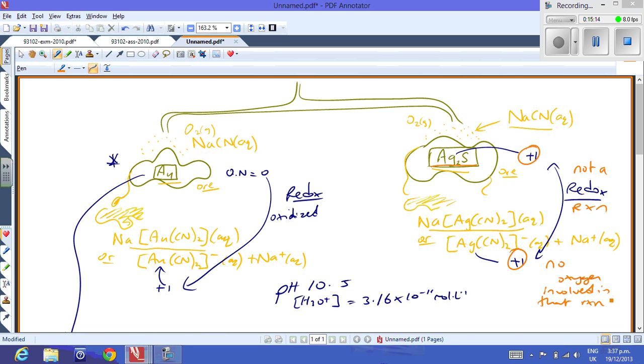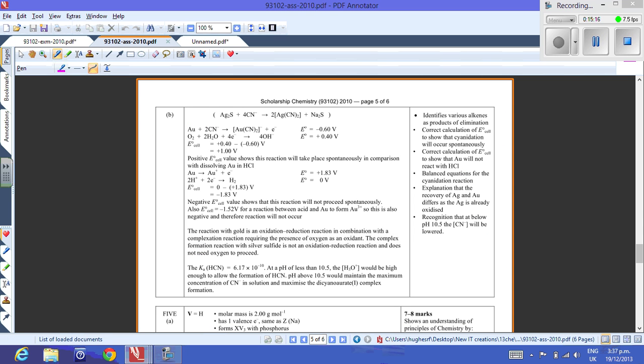So we can check the NCEA answer just for some more clarity on that. The reaction with gold is an oxidation reduction reaction in combination with a complexation, which is the metal cyanide complex, requiring the presence of oxygen as an oxidant. The complex formation reaction with silver sulfide is not an oxidation reduction reaction, as the oxidation number doesn't change and does not need oxygen to proceed.